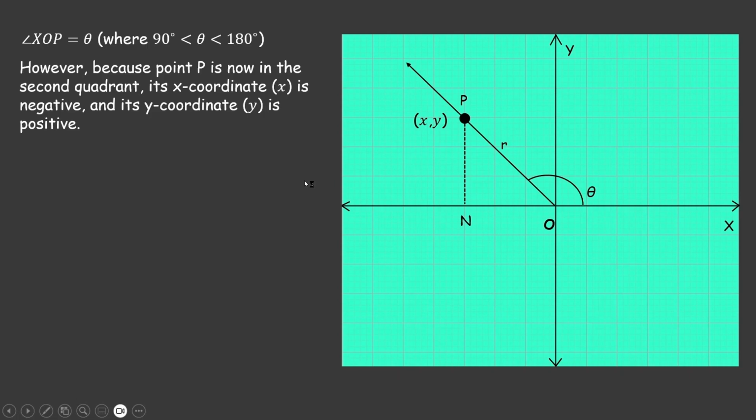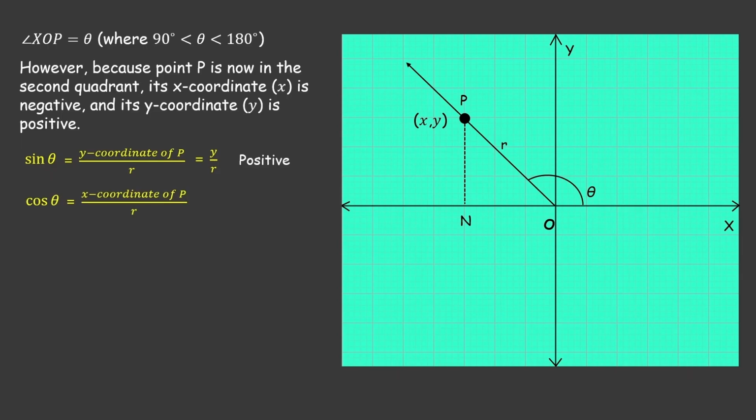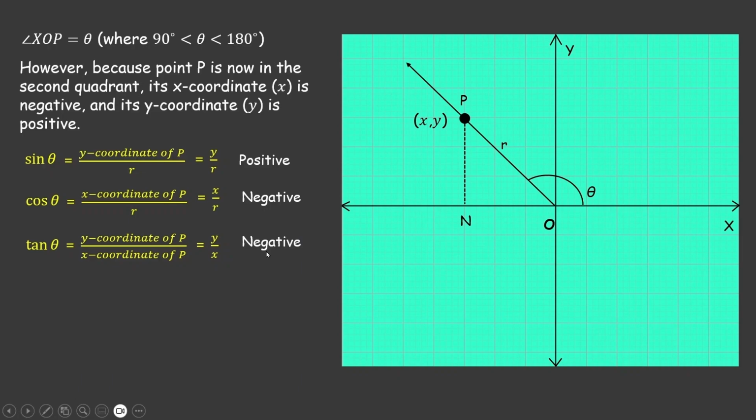Now, sine of theta, as we know, is y coordinate of P upon R, which is y upon R. Y is positive, R is positive, so sine theta is positive in the second quadrant. Cosine theta is x coordinate of P upon R, that is x upon R. X is negative, and R is positive, right? So cosine theta in the second quadrant is negative. Then tan theta, which is y coordinate of P upon x coordinate of P, that is y by x. Y is positive, but x is negative, so tan theta is also negative in the second quadrant.